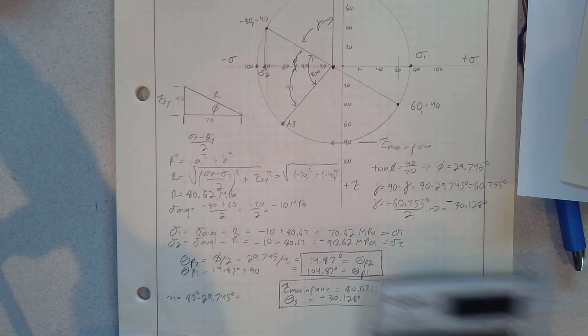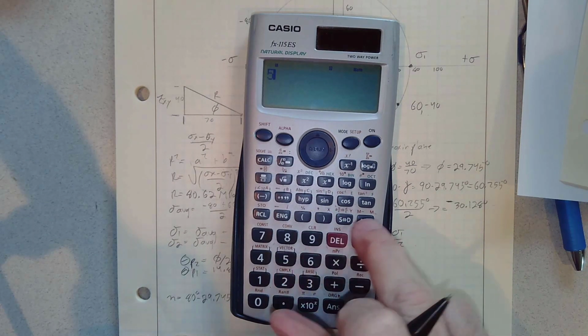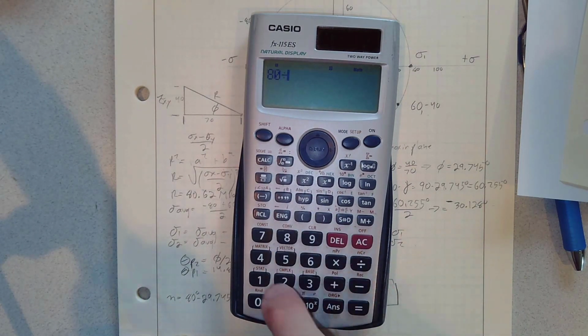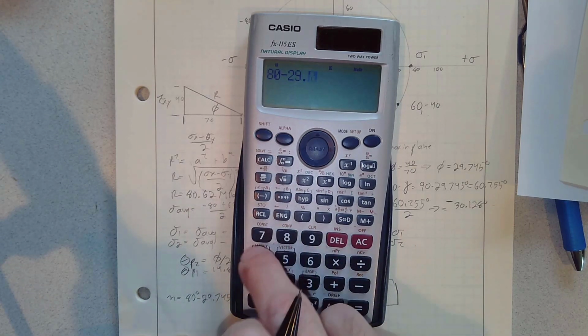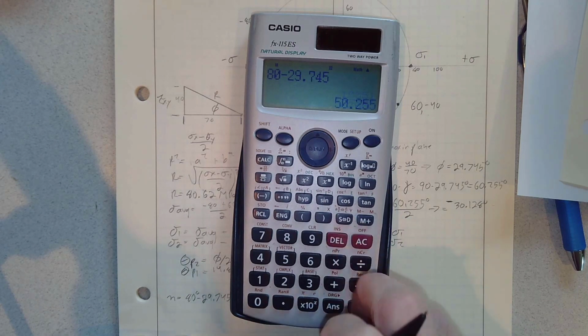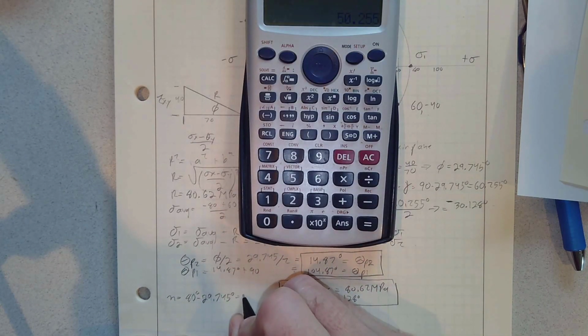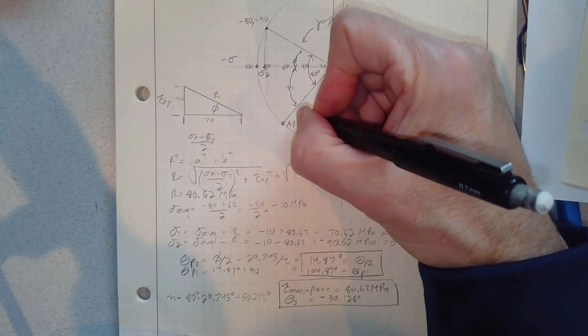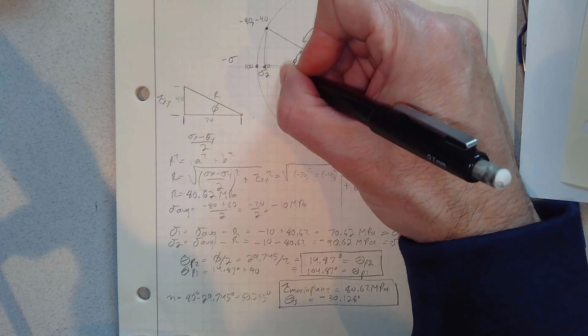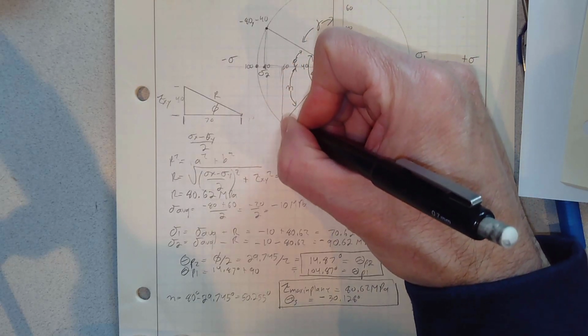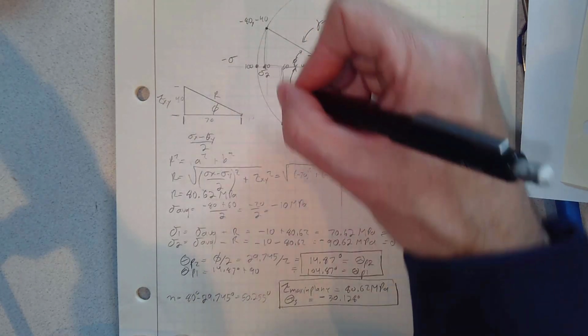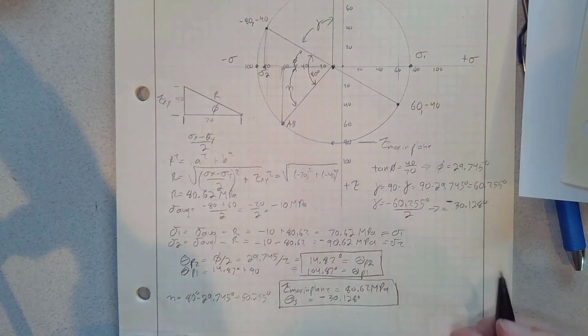Okay, so 80 divided by... 29.745, not divided, 80 minus 29.745. So that's 50.255 degrees. Okay, so now we know what this angle is in here. Again, that's just a right triangle right there, right? This is the triangle we need to solve now to find the rotation at AB.